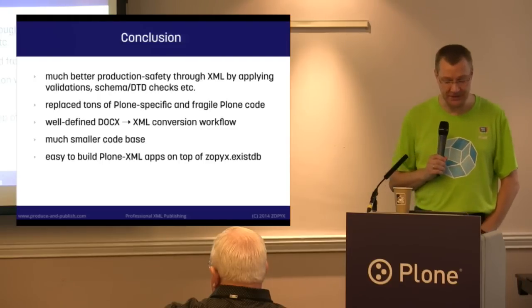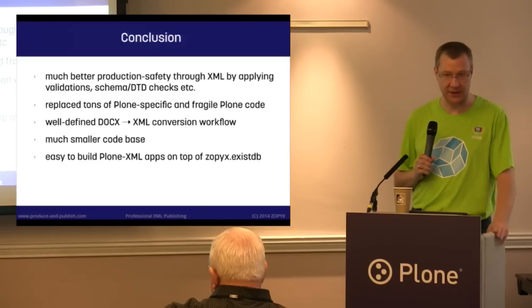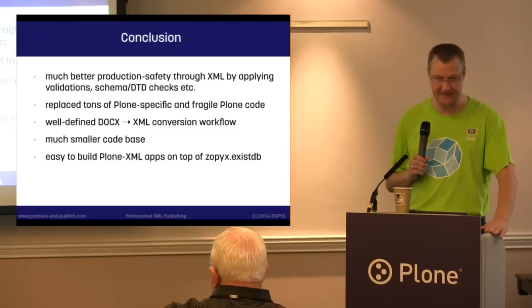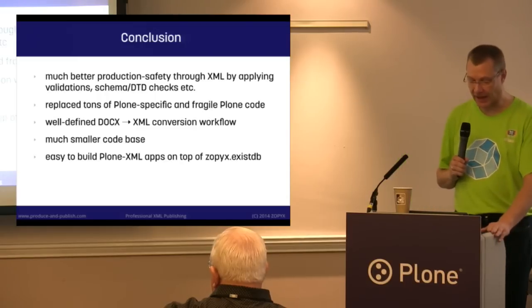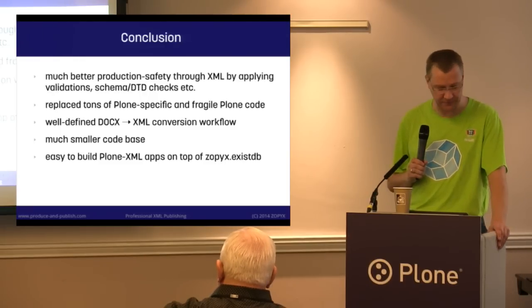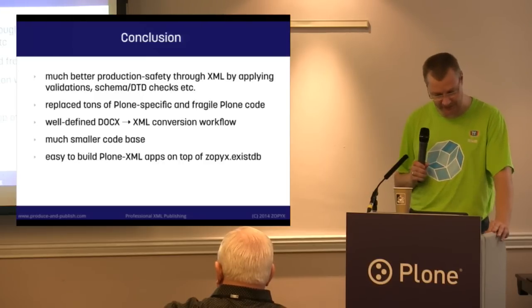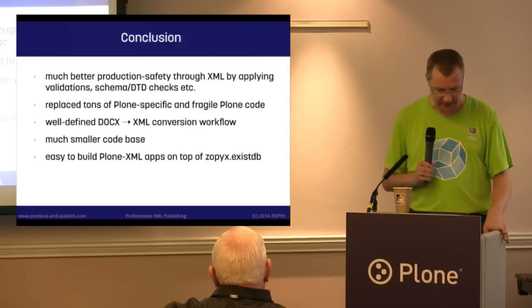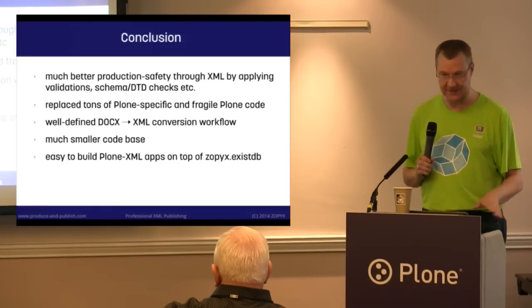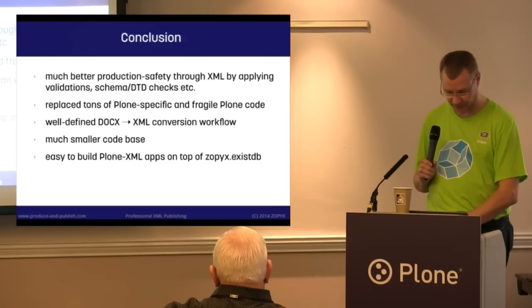So the conclusion for this project, or for this talk: using XML, we reach much higher production safety, because at any point we have a well-defined structure, hopefully. We can validate the XML, we can perform checks, we can perform transformations and so on. In particular, we could replace lots of Plone-specific code for dealing with images, image scales, and so on, or Plone bugs that just stacked up over the last years. And the code base right now is much smaller, much cleaner, and much easier to test than the current state we're using right now.